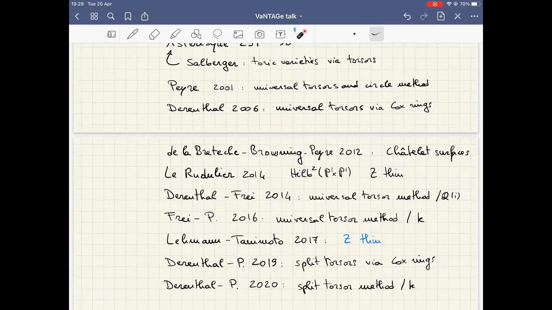We have some important paper by Peyre in 2001 on universal torsors and the circle method. I would say it's like the next big chunk of examples of where Manin's conjecture is proven to hold using these torsors. And then here there is one, this is not a paper, this is the PhD thesis of Ulrich Derenthal. Ulrich Derenthal was my PhD advisor. So for me, the story about Manin's conjecture by universal torsors, my personal story, starts here, when Derenthal, student of Schindler, wrote the PhD thesis about universal torsors, how to compute these torsors using Cox rings, and how to use this to prove Manin's conjecture in specific examples, especially del Pezzo surfaces.